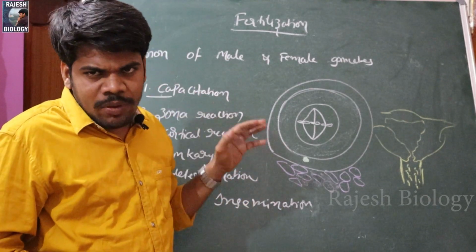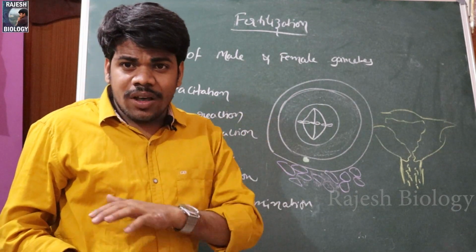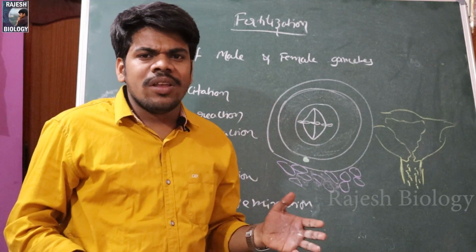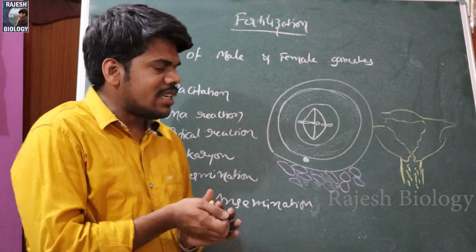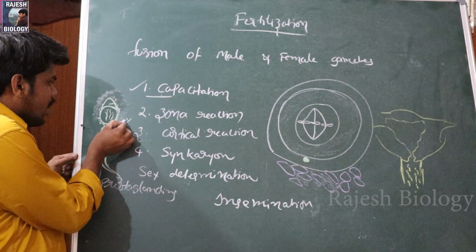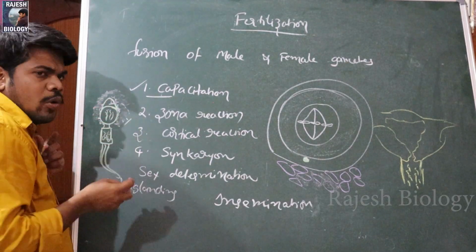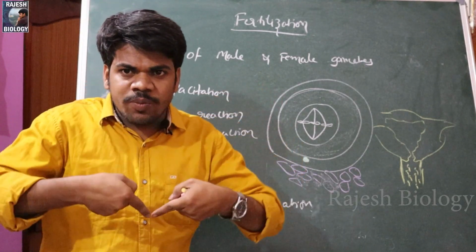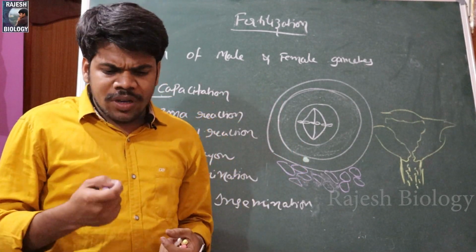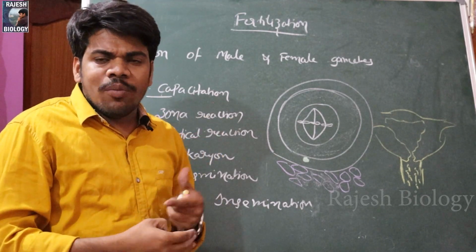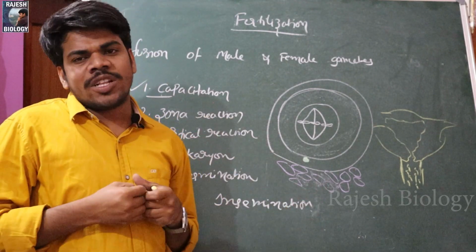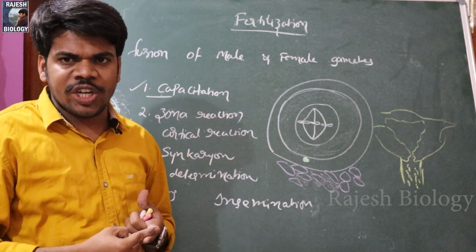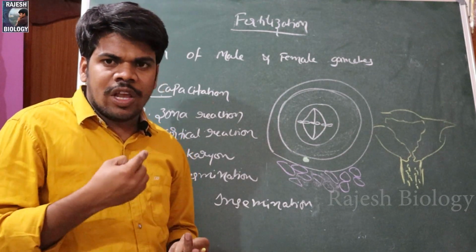Capacitation means not only the head bath, not only the removal of the cholesterol. So many chemical reactions take place, like calcium ions entering into the sperm cell. Once calcium ions enter the sperm cell, it becomes more active. The speed of motility increases more and more. So many chemical changes take place: entry of calcium, removal of cholesterol, removal of glycoproteins.